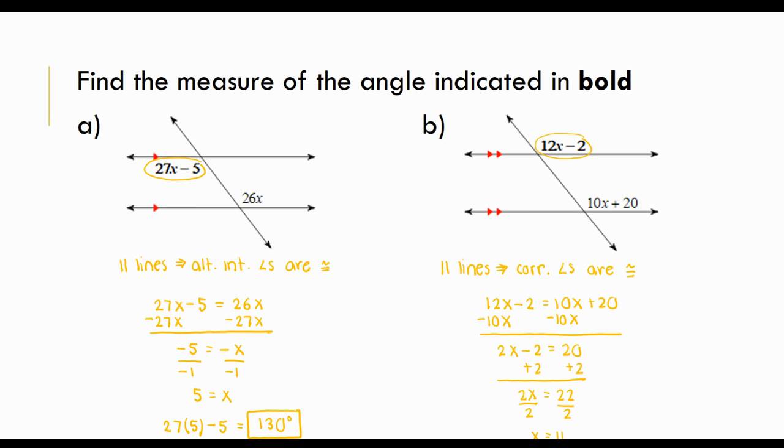Now that's not my final answer because I want the measure of the angle that's bolded. I circled that for us. So I want the measure 12 times x minus 2. So we want 12 times 11 minus 2. Well, 12 times 11 is 132. When I subtract 2, looks like I got two answers that are both the same. That's not always going to be the case, but that's another 130-degree angle.